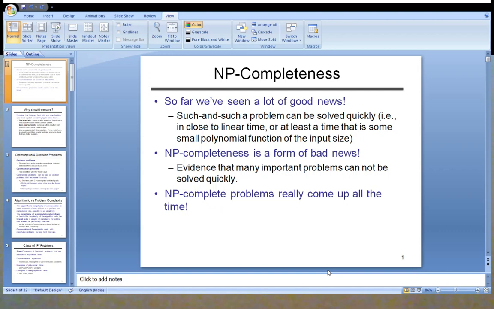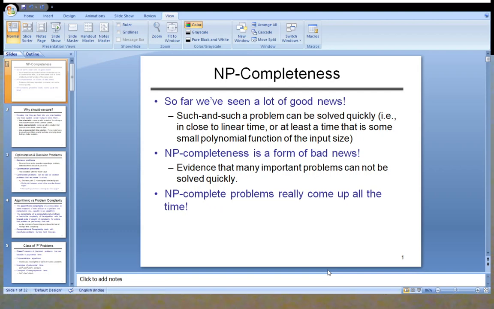Till now we have studied problems that were very easy to solve. Such problems can be solved quickly, in close to linear time, or at least in time that is some polynomial of the input size, like n square, n log n, n plus b, or n cube in the worst case. All these kinds of problems that we have studied can be easily solved in some polynomial of the time of the input n.